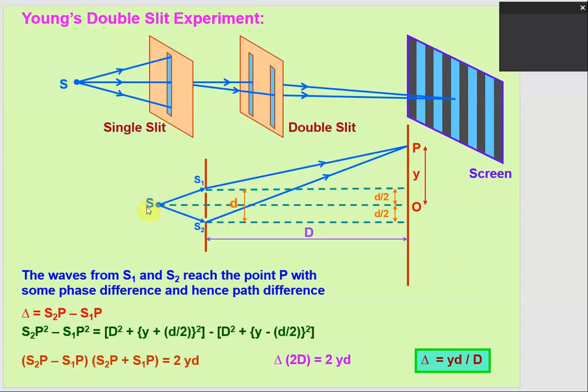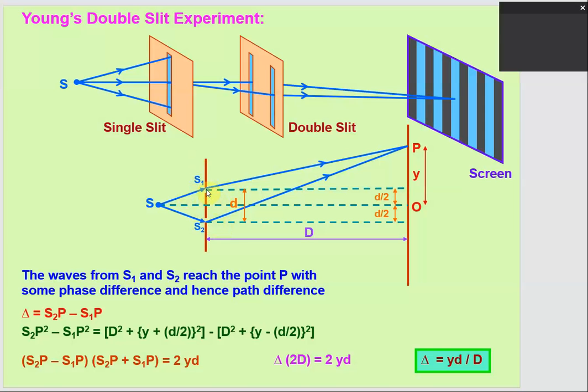Here is the source which is emitting the light of particular wavelength, particular frequency and particular phase. Now we are placing a setup of two openings, or we can say slits, S1 and S2. These are the two openings or slits from which the light can come.